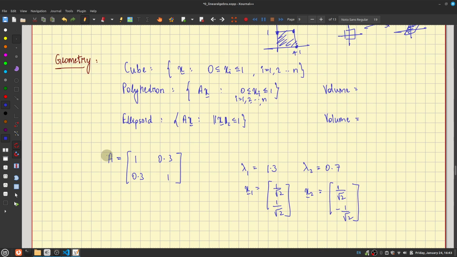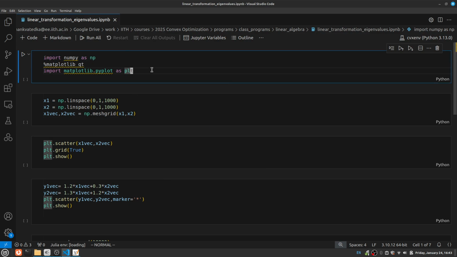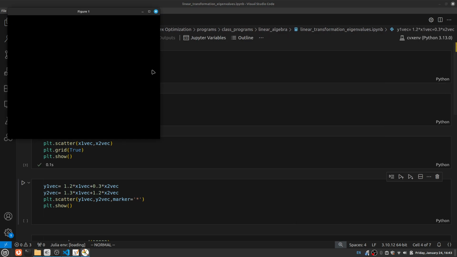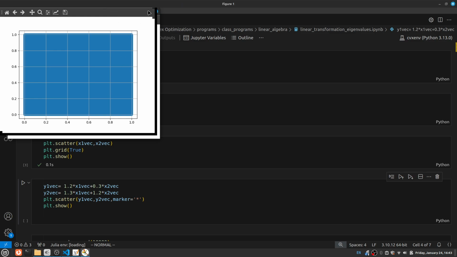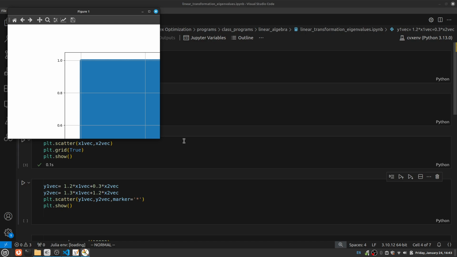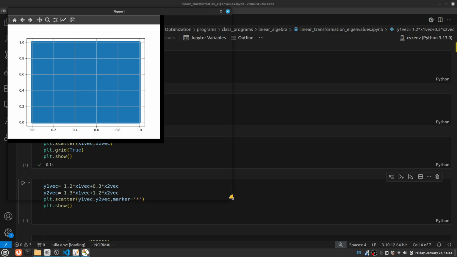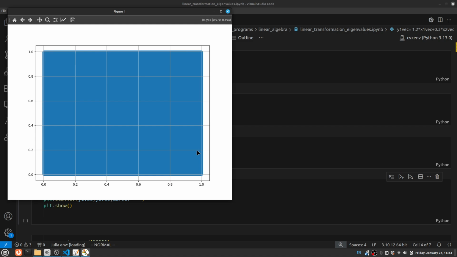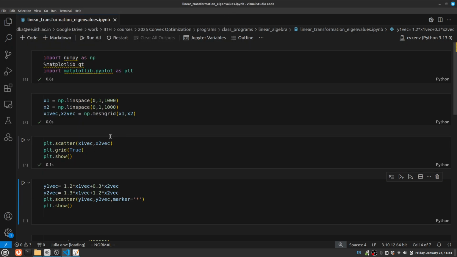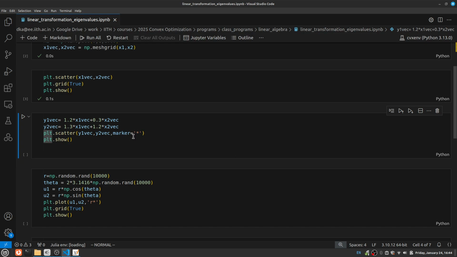Let's just take this matrix. It will be a running example for us. It's a symmetric matrix with entries 1, 0.3, 0.3 and 1. All right. So let's start with this. It's just a simple program where I plot it. It's a bit slow. Yeah. So it's just the cube, nothing else, right? I've just plotted a bunch of points which lie within the square. So this blue region is just the unit cube. Now I'll multiply each point within this cube by A, and visualize what set I get.